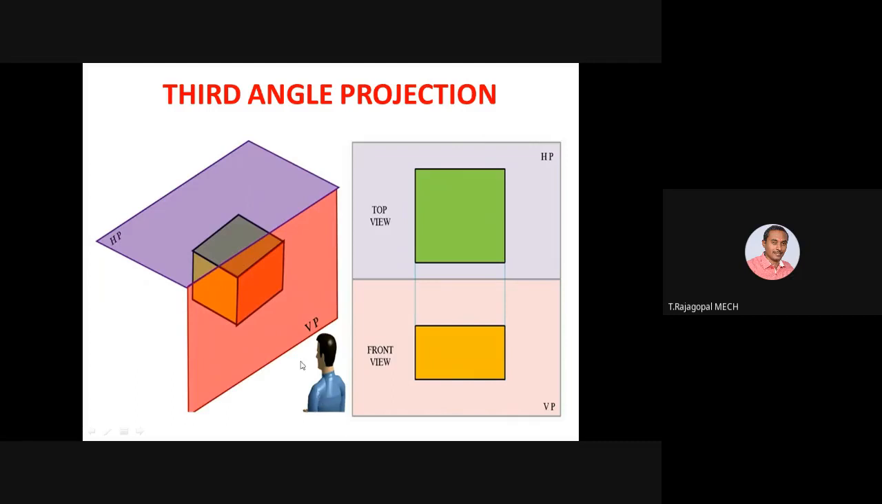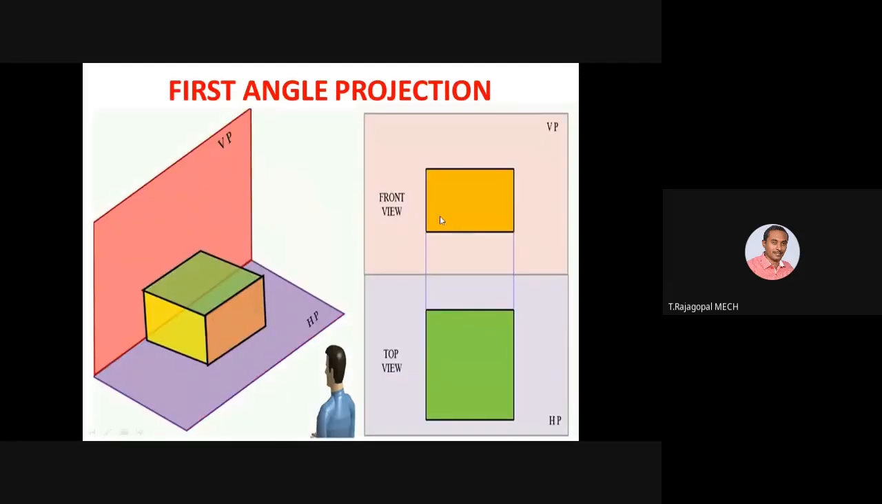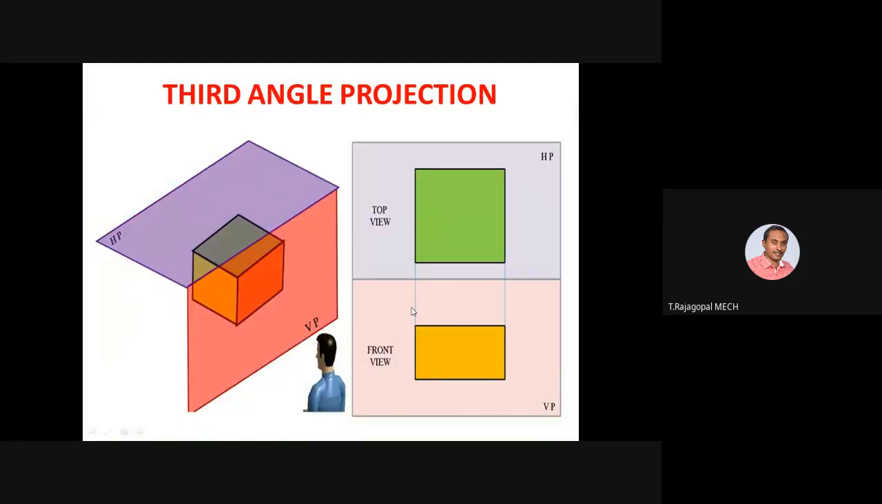Also, from the front view, you can see this as the front view and top view as your same green color side. After rotating the horizontal plane clockwise by 90 degrees, the top view will be above the front view. That is the difference. In case of first angle projection, front view is above the top view. In third angle of projection, top view is above the front view. These two views we are following for differentiating the first and third angle of projection.